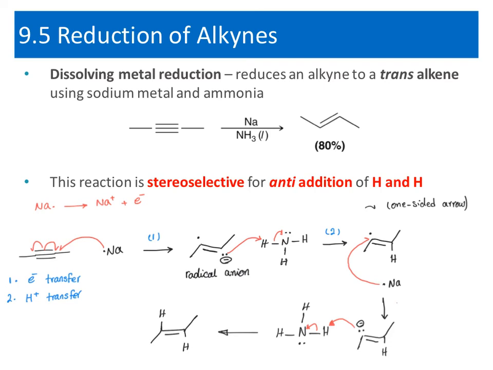Again, the third step is an electron transfer step. Again, we are going to use one-sided arrows, and the fourth step is the proton transfer step. And we are going to use our normal acid and base reaction curved arrows.